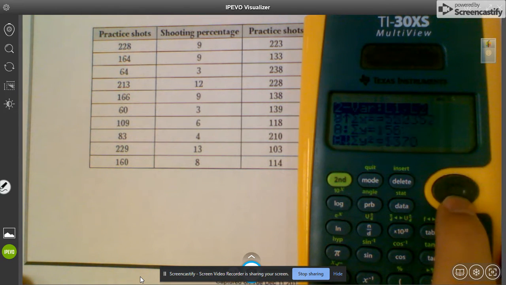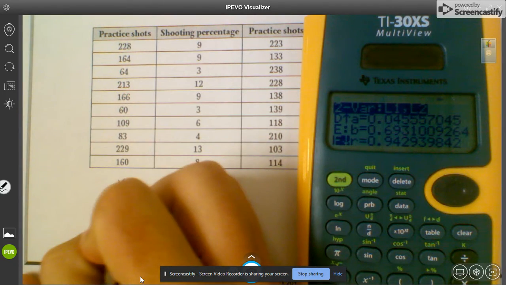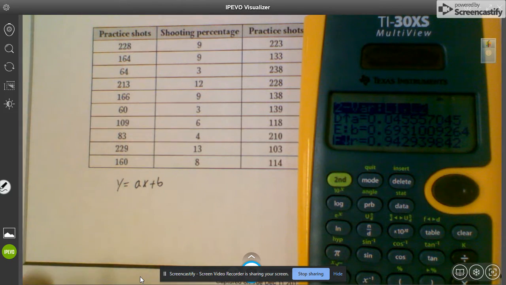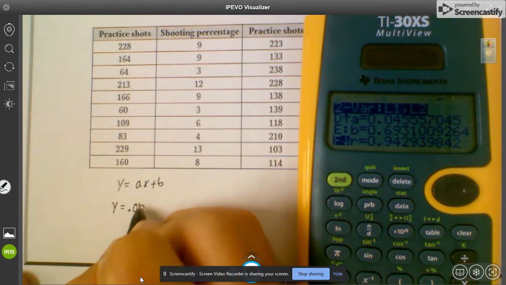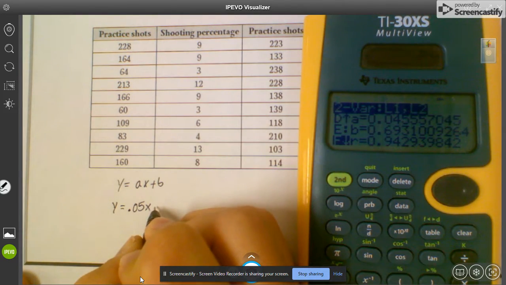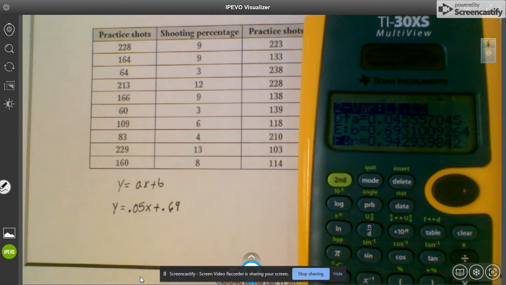So then we skip all this other stuff that we don't really need for ninth grade math. And we're going to look for these three things, A, B, and R. So remember, Y equals AX plus B. I don't know why they use A instead of M, but it doesn't matter because it's still slope. We're going to round to 2 decimal places since obviously it's such a small increase. So 0.05, because the 5 right there kicks the 4 up, X plus 0.69.